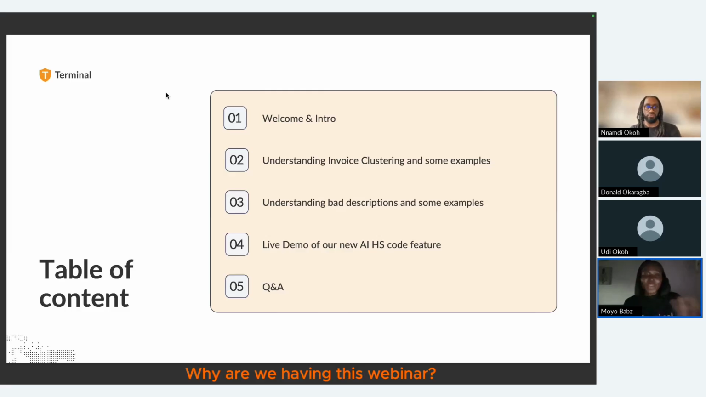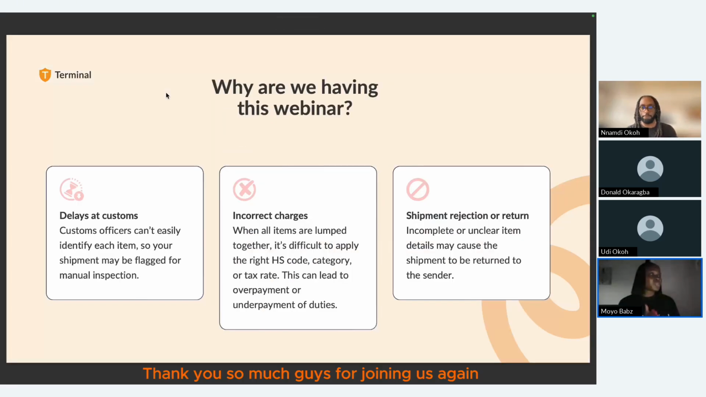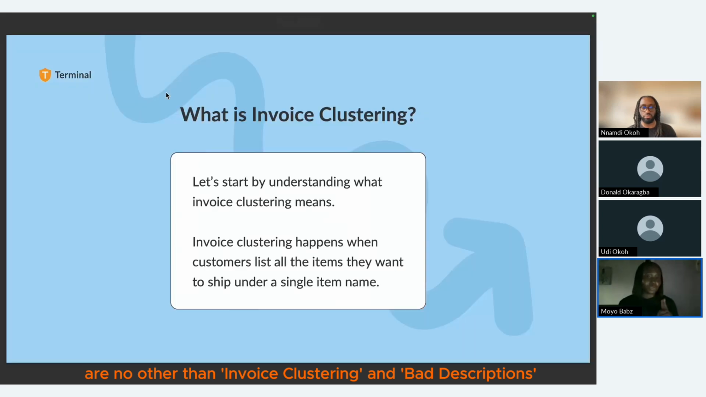Why are we having this webinar? Thank you so much, guys, for joining us again. Lately, we've been having issues with a lot of packages. We've been having delays at customs. We've been having incorrect charges for duties and taxes. We've been having shipment rejections and returns at the export centers. The reason why we've been having these delays is no other than invoice clustering and bad descriptions.